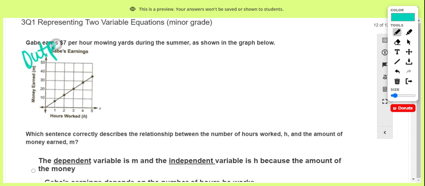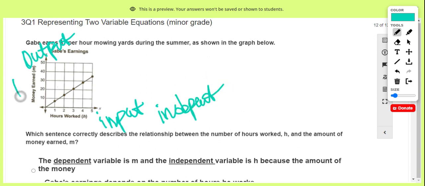Here's your output, your input, and that's independent, and that makes this dependent.